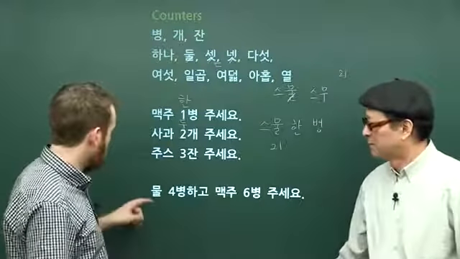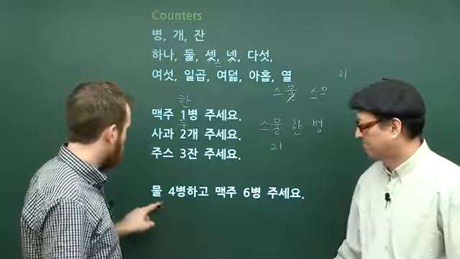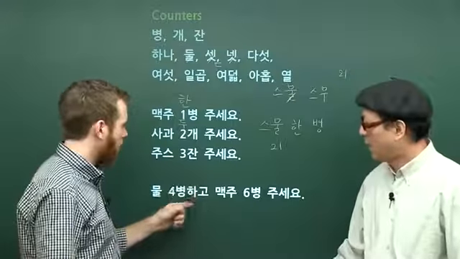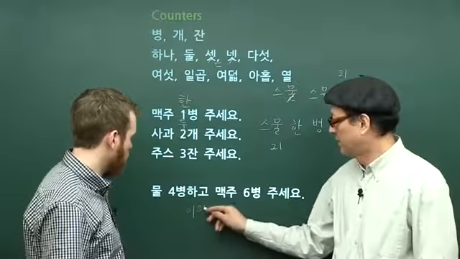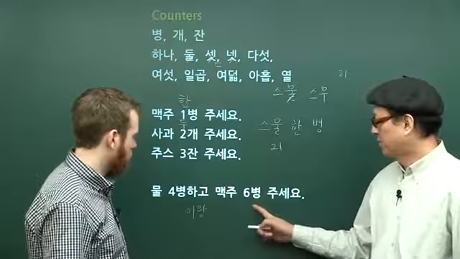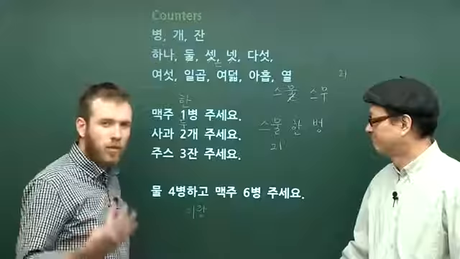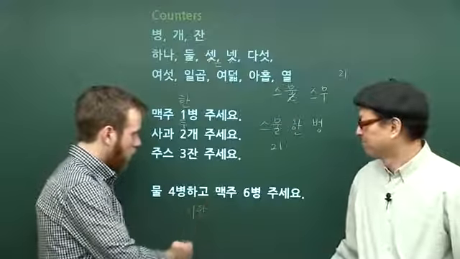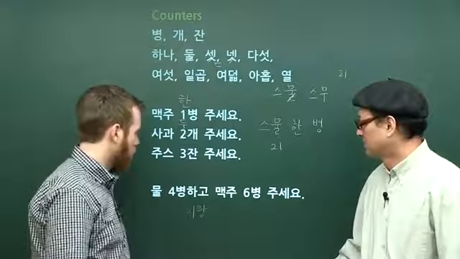So again, maybe ordering for a full table, maybe at a family gathering or a party or something. So 물, water. So bottles of water again. So 물 4병 하고 or 이랑. 4병이랑 맥주 6병 주세요. So I'm asking for 4 bottles of water and 6 bottles of beer.